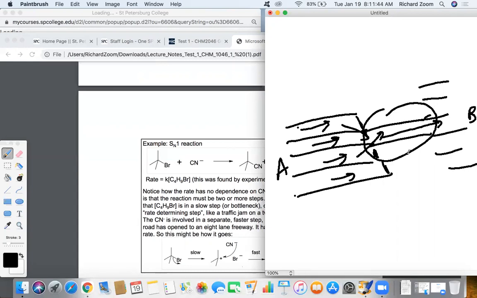So think of this as being like a slow step, and this as being a fast step. What we can say is that the rate, how quickly we get from A to B, depends only on the slow step and not the fast step.